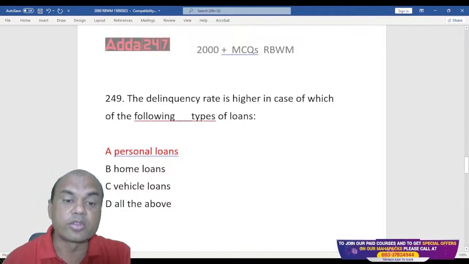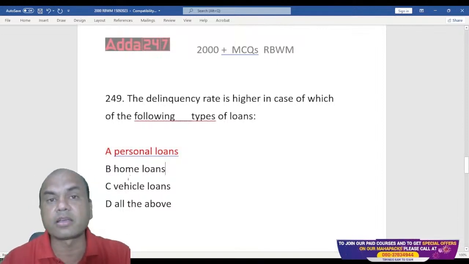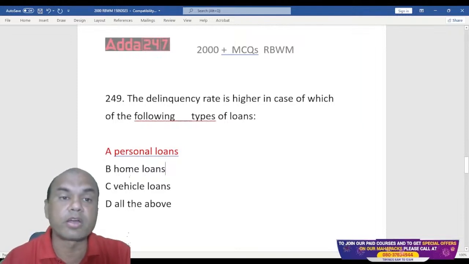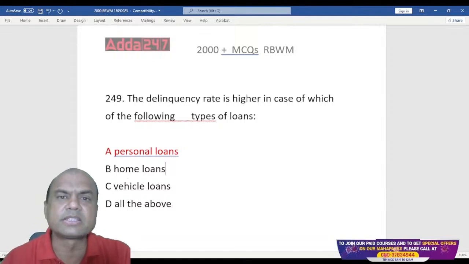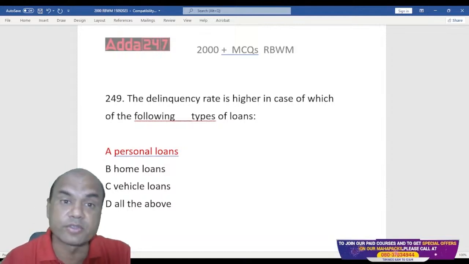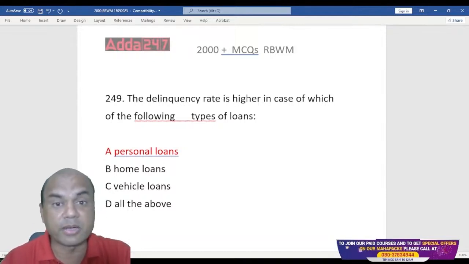Okay, so that's why in personal loans we take the help of CIBIL, or nowadays not only CIBIL, there are 3 to 4 agencies. One is CIBIL, second is Equifax, third is TransUnion, right? Dun & Bradstreet. So there are various agencies.